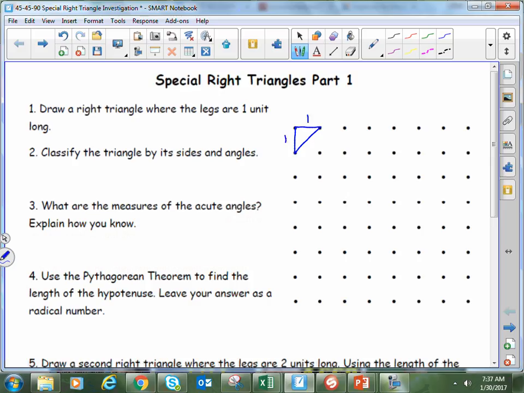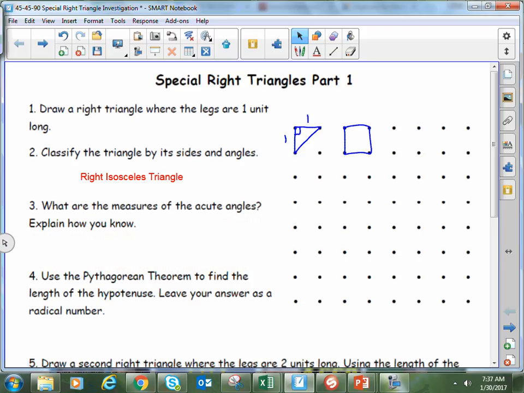Classify the triangle by its sides and angles. Well, looking at it here, if I connect these together, that looks like a square. That's the type of dot paper that we have here, instead of normal graph paper, we just have dots, but it does still create a square. So we have a right triangle, and because two sides are the same, I would classify this as a right isosceles triangle by its sides and angles.